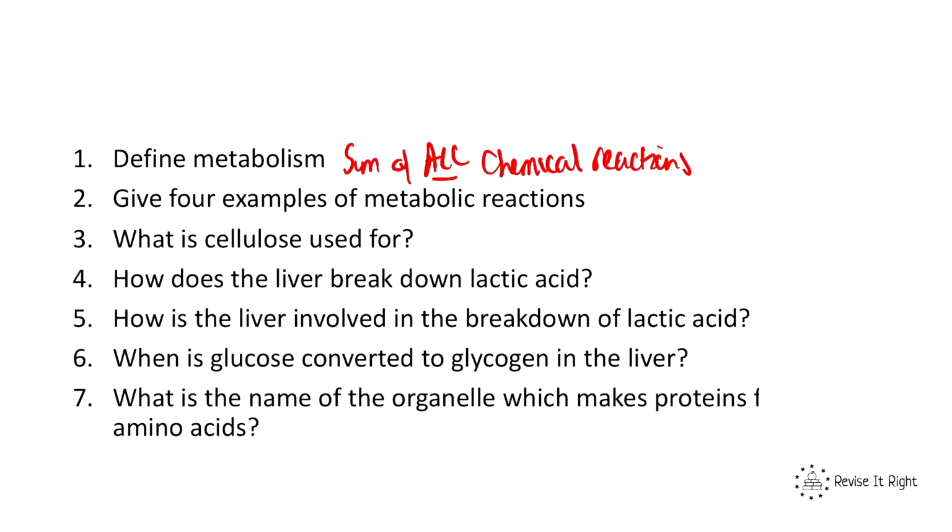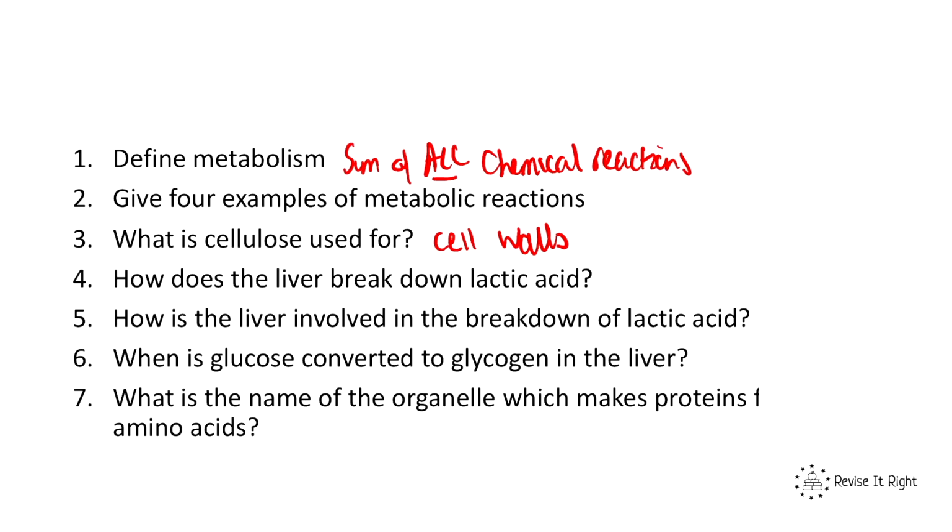Number 3, what is cellulose used for? It's used for cell walls. Question 4, how does the liver break down lactic acid? Well, it combines it with oxygen to either produce glucose, which can be used in respiration, or glycogen, which can be stored for later use. How is the liver involved in the breakdown of lactic acid? Well, as we just said, the liver combines lactic acid with oxygen to break it down into glucose or to break it down into glycogen for future use.